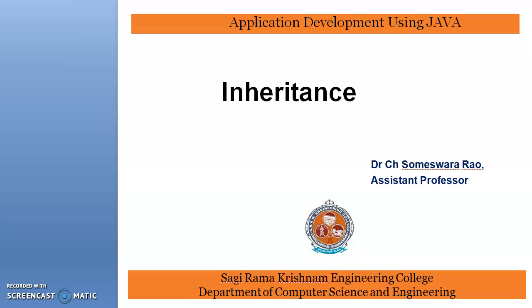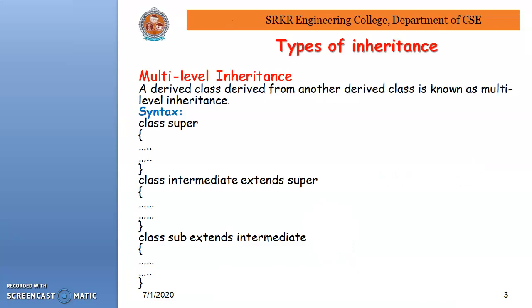Now I am continuing with the previous lecture, that is called inheritance. We all know what inheritance is. Inheritance is a concept of acquiring the properties of one entity into another entity. Now I am going to explain multi-level inheritance.